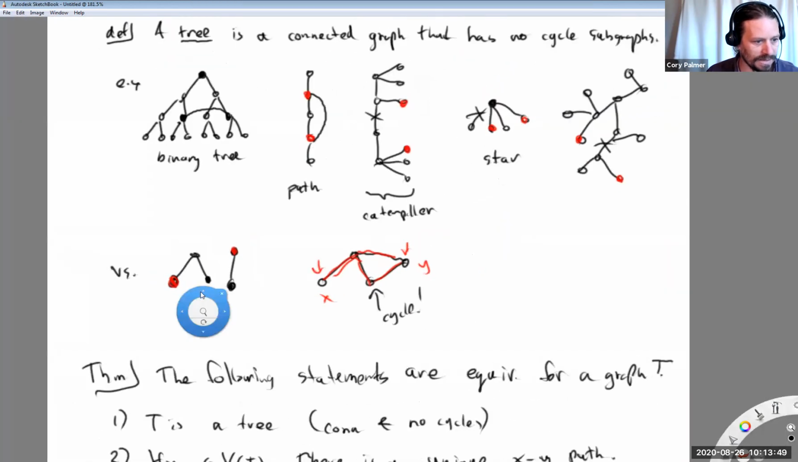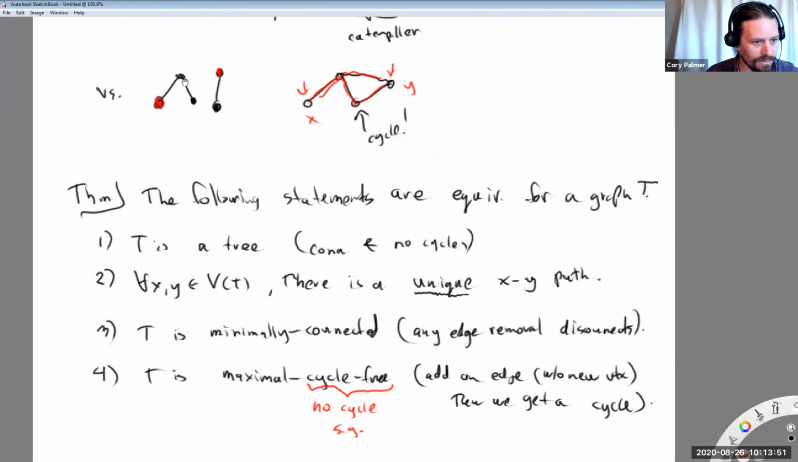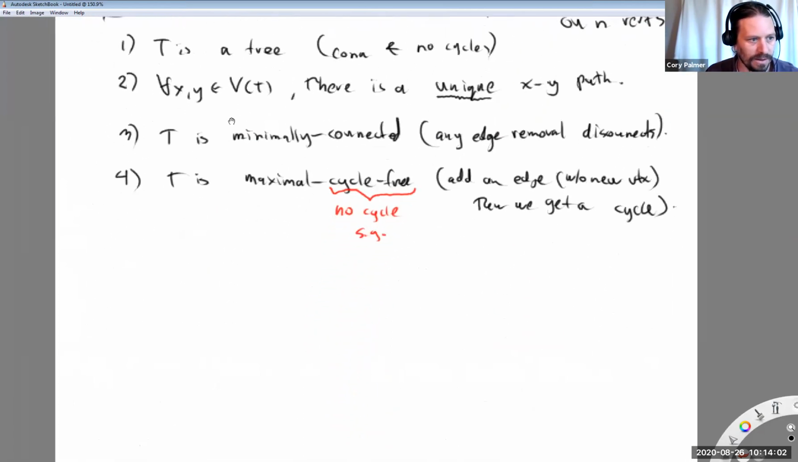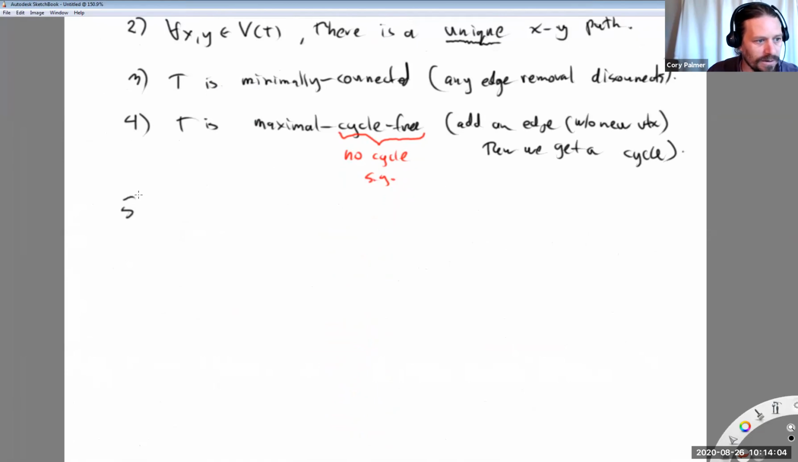Okay, I forgot to add something to the theorem, so let me add that real quick here. Let's say the following statements are equivalent for a graph T on n vertices. Let's just say it has n vertices, just so we can make the 5th and the 6th statement a little bit clearer. And 5 and 6 are very closely related to 3 and 4, but they're not quite the same. So T is cycle free. Great, that's normal. We expect trees to be cycle free. And has n minus 1 edges.